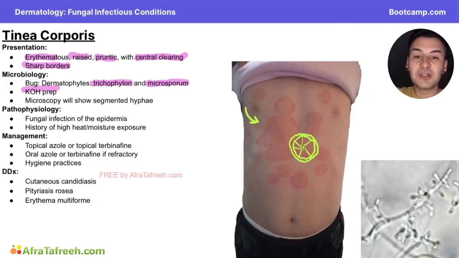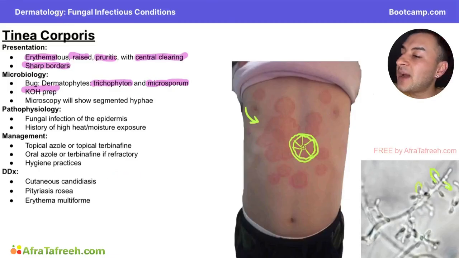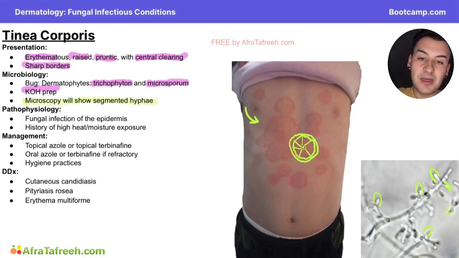And let's take a closer look at the microscopy. You'll see that these have microtubules with segmented hyphae. So that's what I'm kind of highlighting here, these segmented hyphae that branch off of the tubules themselves. Pretty cool microscopy here.